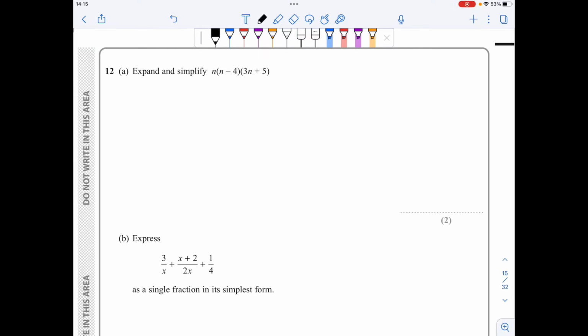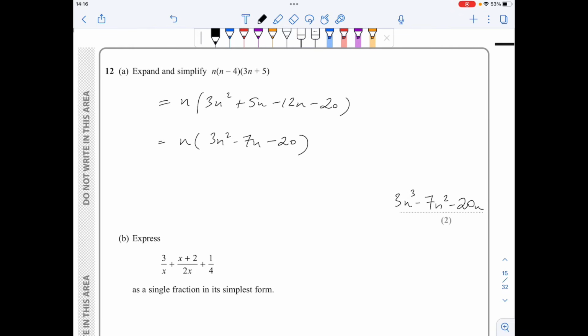For part A, I'll start by expanding the two brackets. So this is equal to n times 3n squared plus 5n minus 12n minus 20. If I simplify, this will give me 3n squared minus 7n minus 20. And if I expand further, I'll get 3n to the power of 3 minus 7n squared minus 20n.